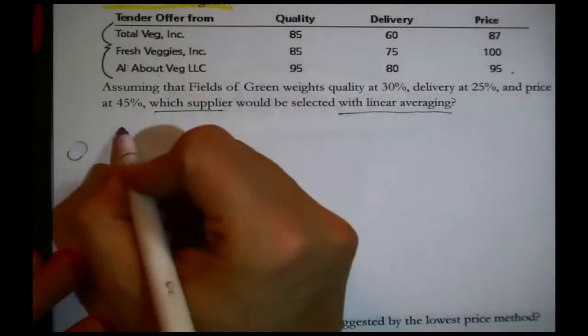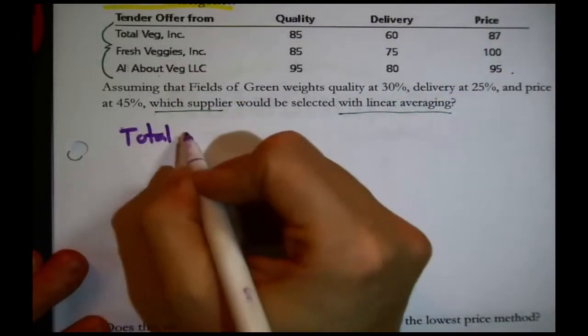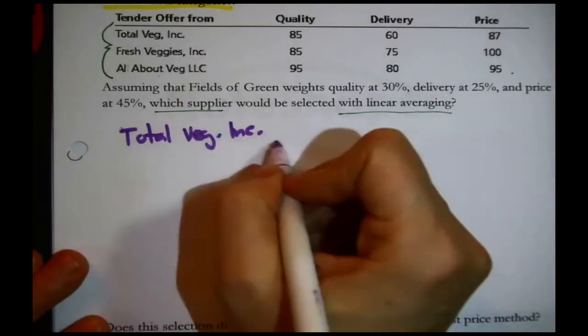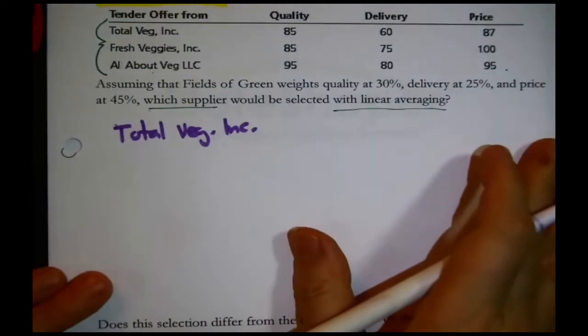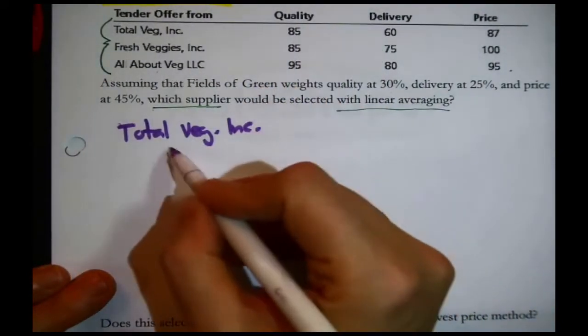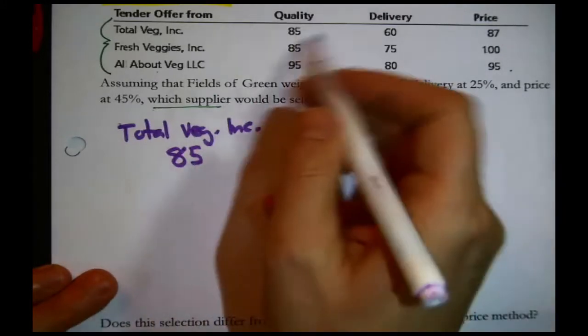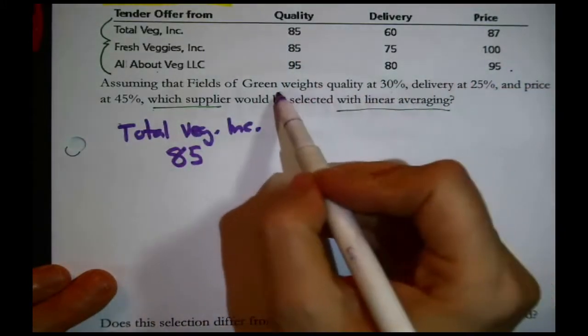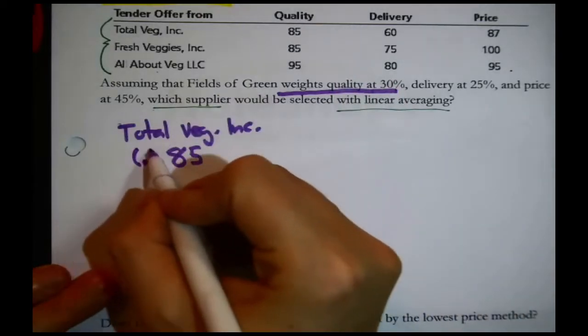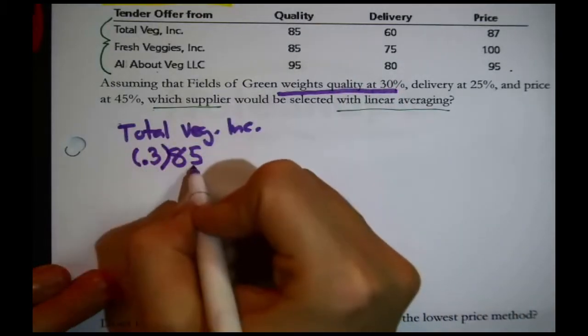Well, you say, for instance, Total Veg Inc. is somebody that wants Fields of Green's business. They've made an offer, and we have scored that tender offer. We've given it an 85 for quality, and it's just like points. Now wait a minute, we said quality is weighted at 30%, so I would want to take 30% of that score.